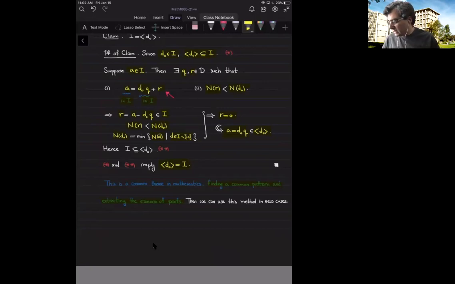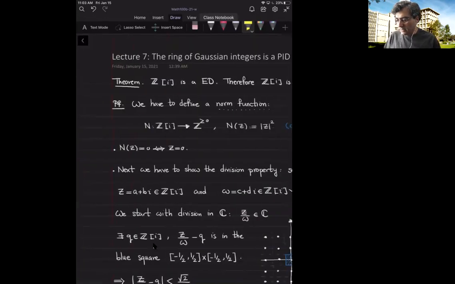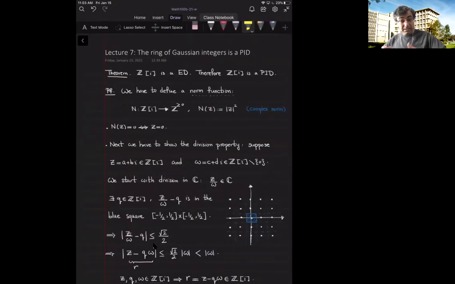So next, we see such an example. We show that indeed the Gaussian integers form a Euclidean domain, and therefore the ring of Gaussian integers is a PID. That is what we want to show next. And so maybe it's a good spot to stop. We will continue in the next lecture.